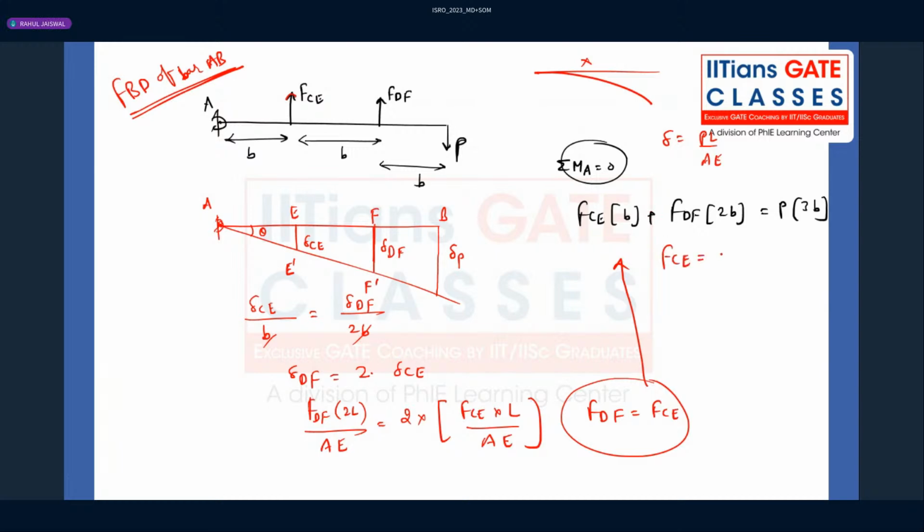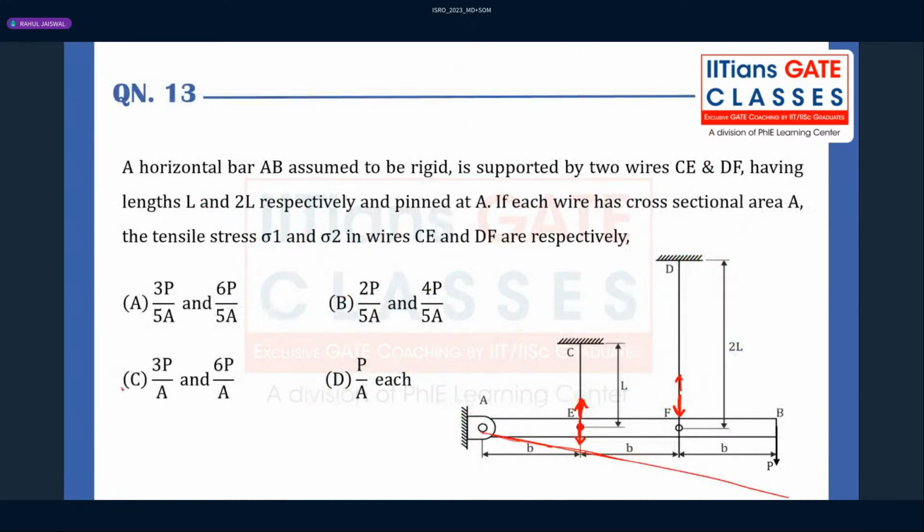F_CE is equal to P, and F_DF also you will get equal to P. Once you have the load, and the area is the same for both wires, the stress in CE, which we call sigma 1, will be P divided by area. The stress in DF, sigma 2, will also be P divided by area. So both these stresses will be equal, P by A each.